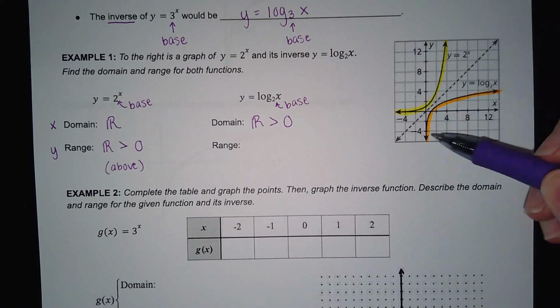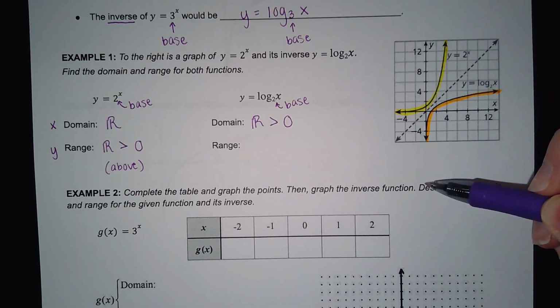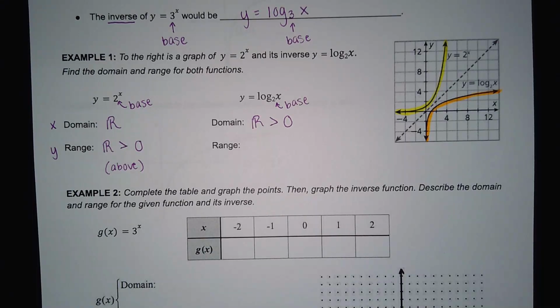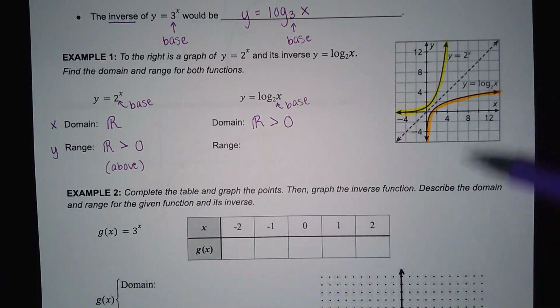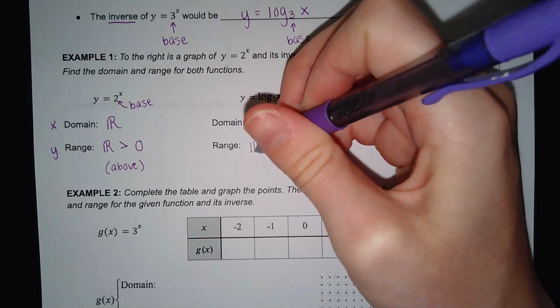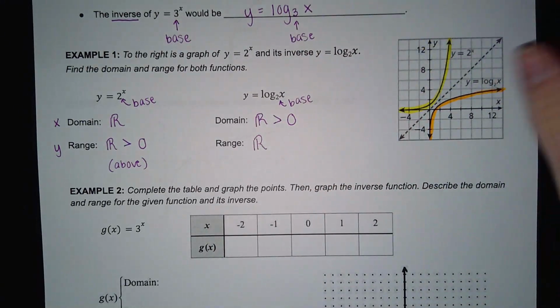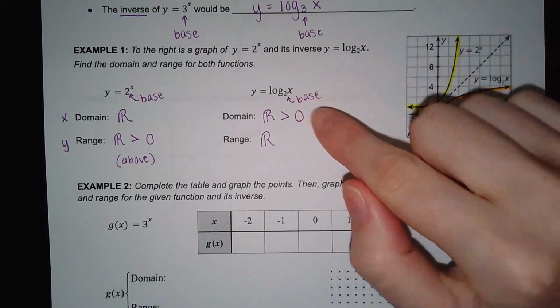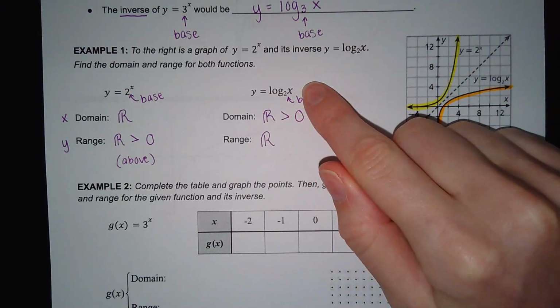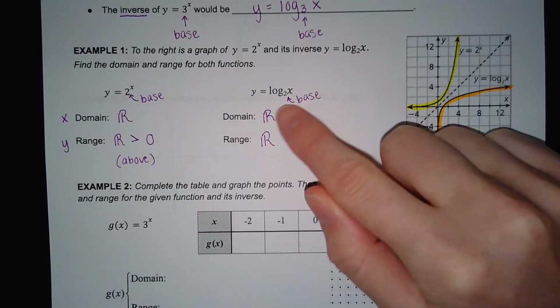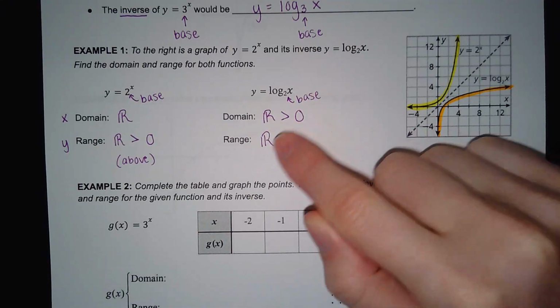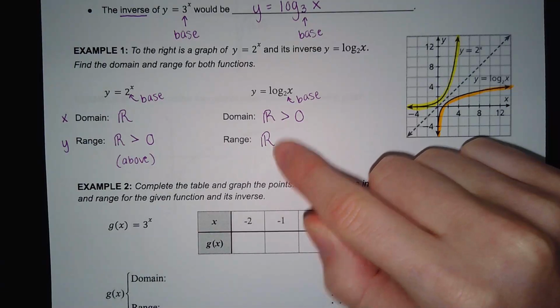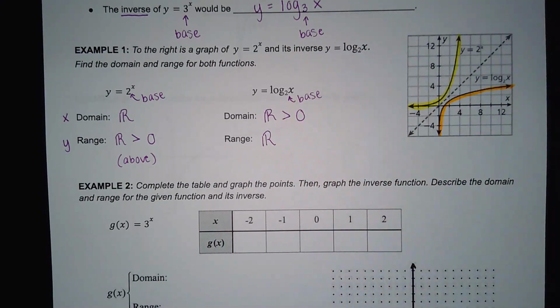And our range is our y values. This graph will keep going down forever, and it will keep moving up forever. We can't tell how high or low it goes, so since it goes in both directions forever, we would call that all real numbers. And again, the domain and range for any logarithm are always the same. So the domain will always be all real numbers above 0. The range will always be all real numbers no matter what the base is.